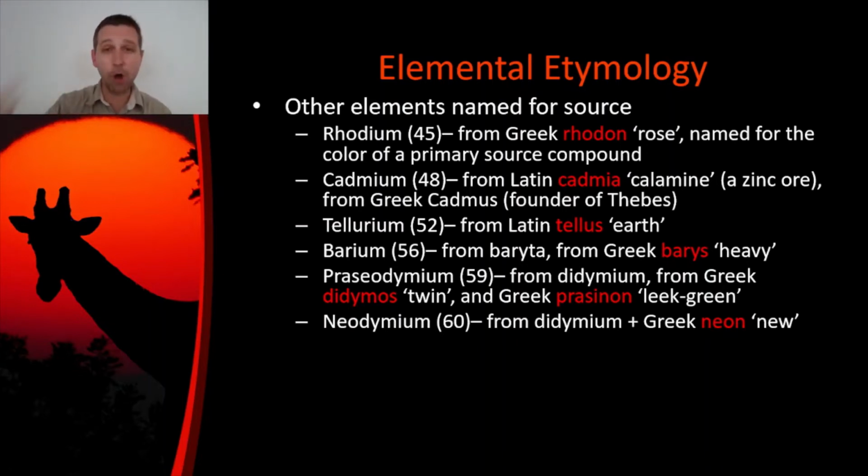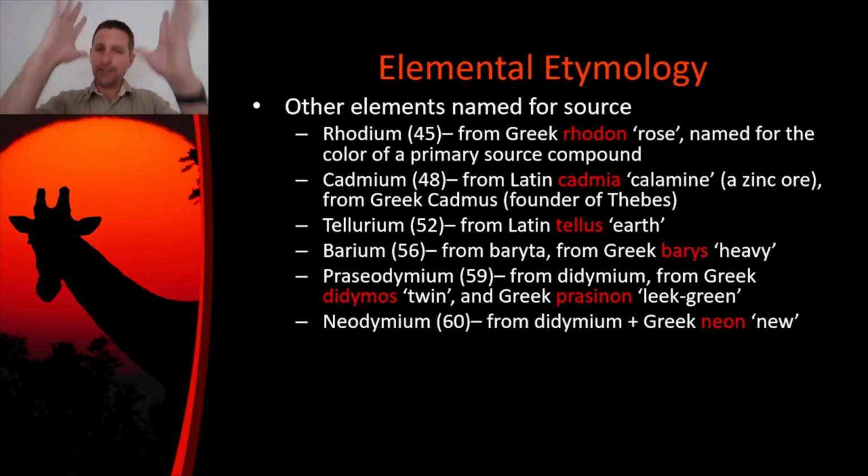so he named one of them praseodymium, which comes from a Greek word that means leek green. I guess it has kind of a green color to it, all right? And then neodymium, again, has this neon word that we saw in the element neon, because I guess maybe it was the second one he isolated, so it was the newer of the two.